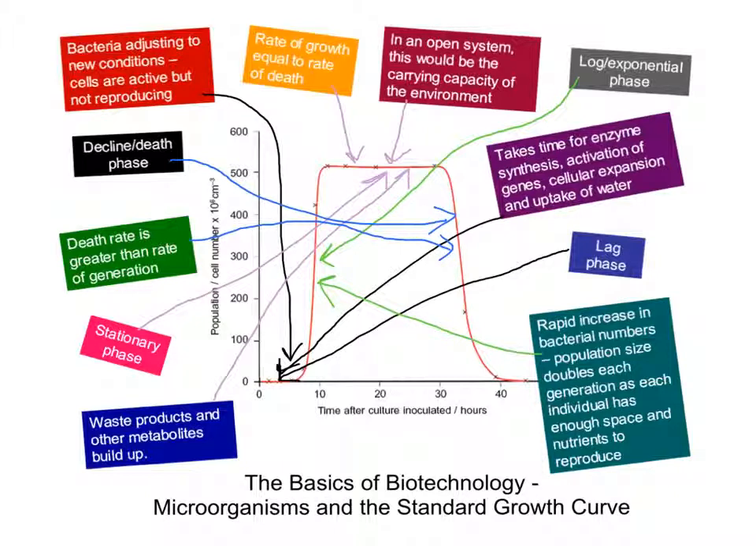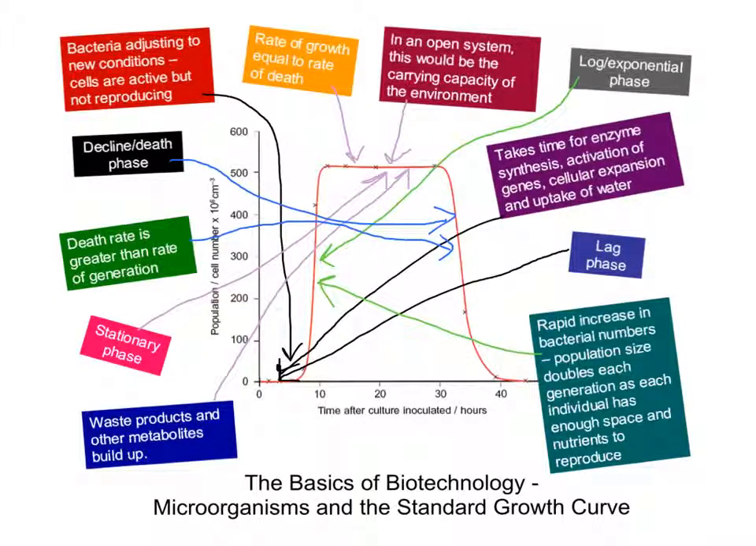happened. So we've had this lag phase where things are slow to start, this log or exponential phase where you get a rapid increase of bacterial numbers, a stationary phase, and then finally a decline or death phase. And that, in biotechnology terms, is known as the standard growth curve.